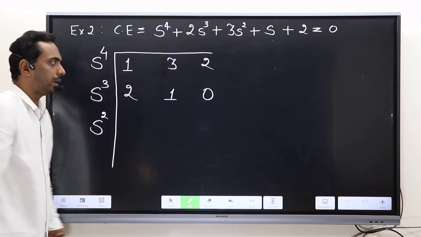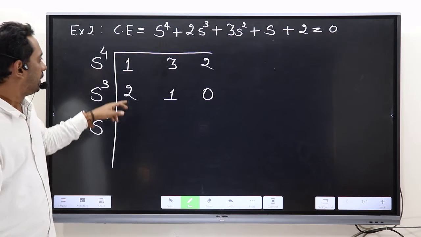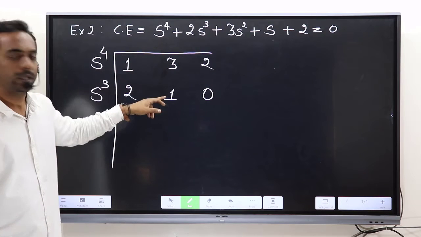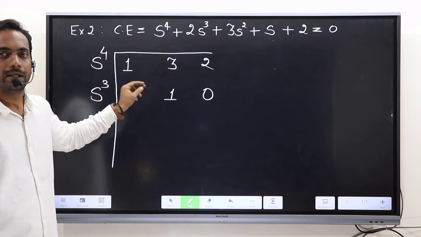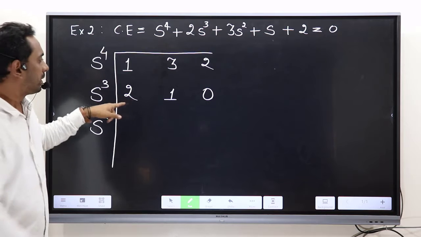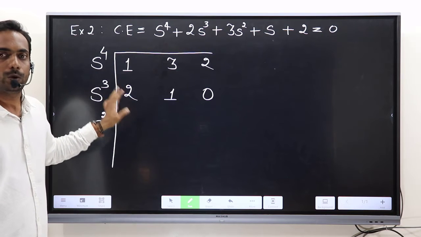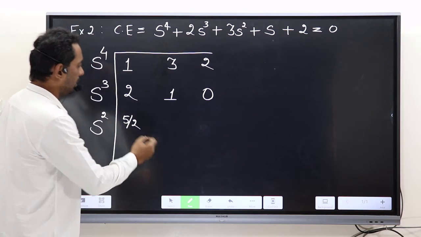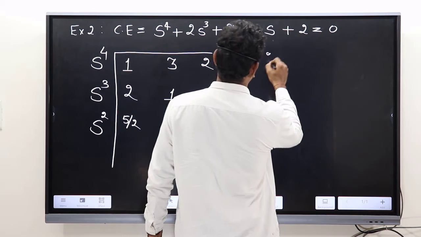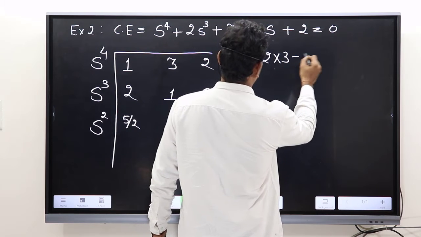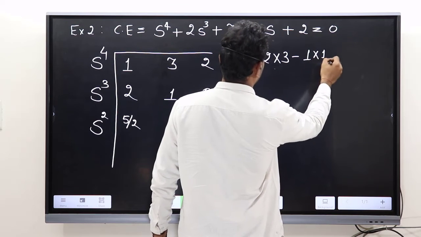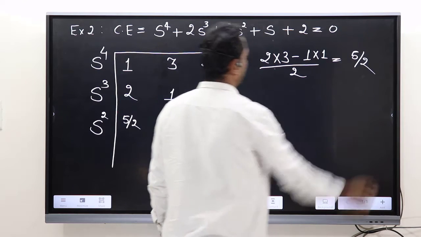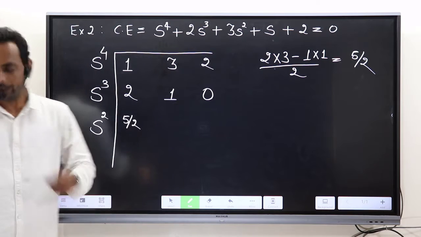So for s square, you must have understood by now how to find the elements. So 2 into 3 is 6. 6 minus 1 into 1 is 1. So 6 minus 1 is 5. Divide by 2, since we started with 2, we have to divide by 2. So it is 5 by 2. If you want, I can write here: it is 2 into 3 minus 1 into 1 upon 2. So you will get the answer 5 by 2.